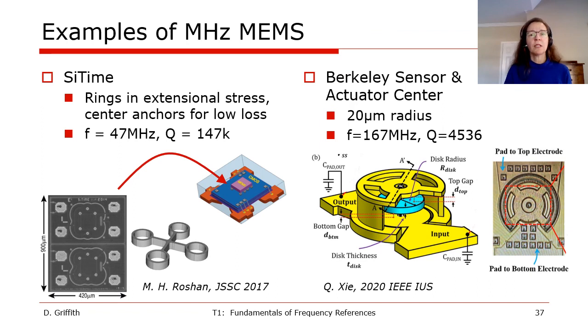Now, moving up in frequency, let's look at the MEMS resonators available in the megahertz range. Again, I have two examples which are also available in the references list. The first on the left is from SiTime, published in 2017, and is a 47 megahertz resonator in the shape of rings that vibrate in extensional mode. The resonator has the anchors in the center to minimize the losses, which allows the quality factor to be 147,000. On the right is a 167 megahertz MEMS resonator from the Berkeley Sensor and Actuator Center. It's very small with a radius of only 20 microns, but the quality factor at 4,500 is not as high.